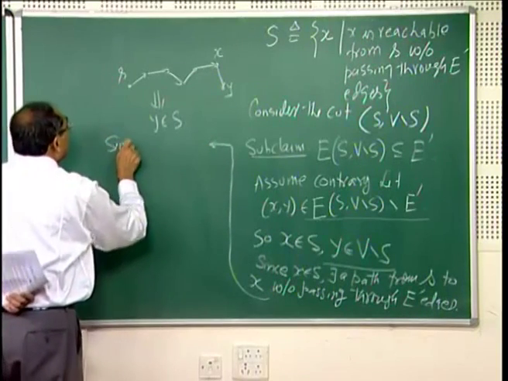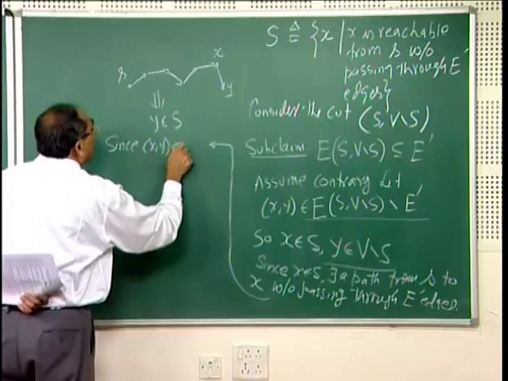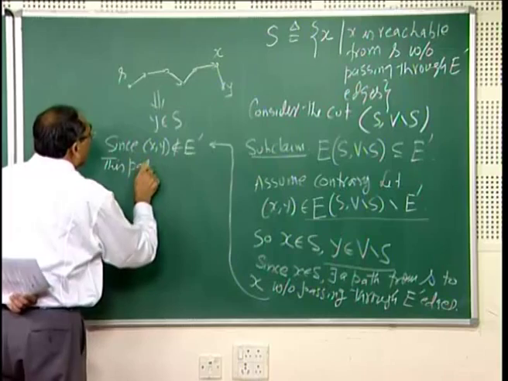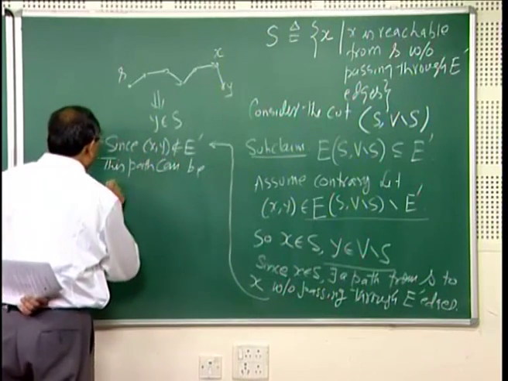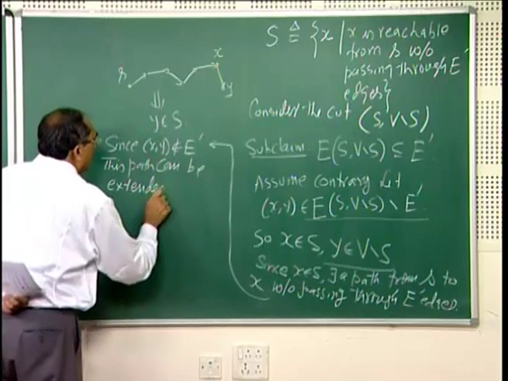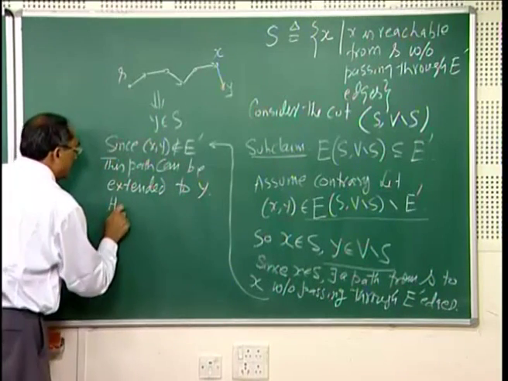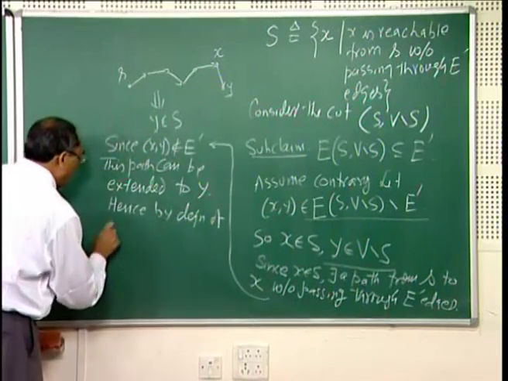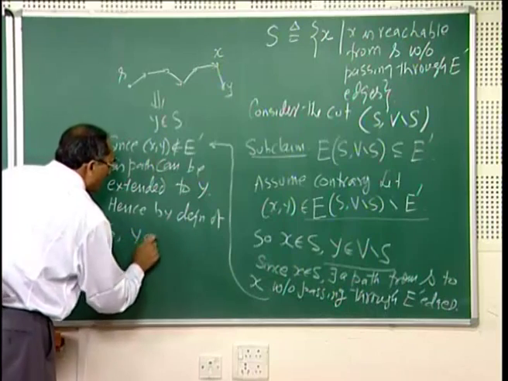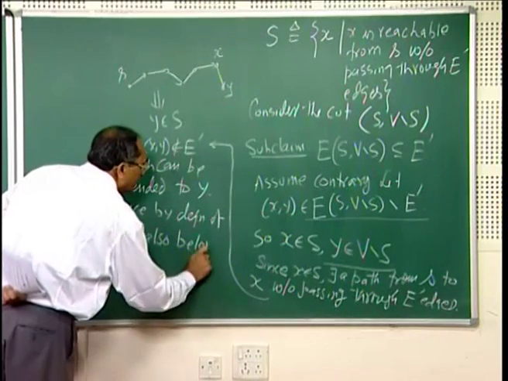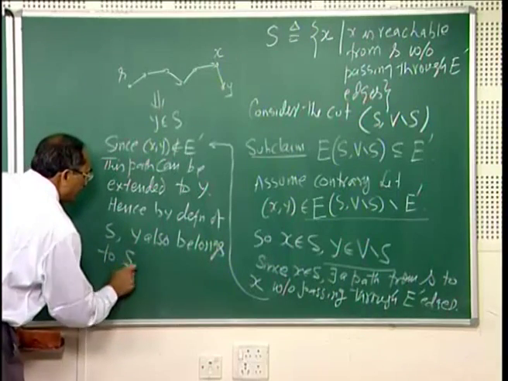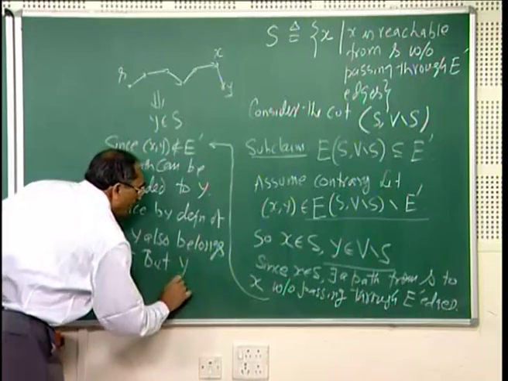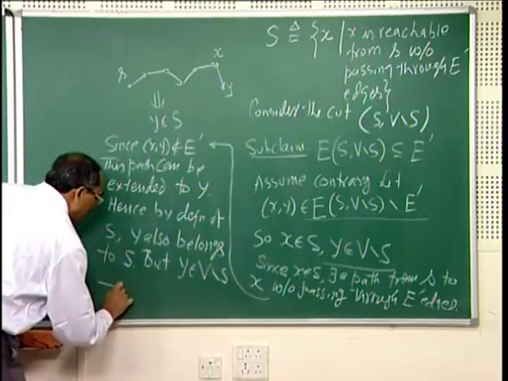Now since xy does not belong to E prime, this path can be extended to y. Hence, by definition of S prime, S, y also belongs to S, but as given here y belongs to V minus S. So this is a contradiction.